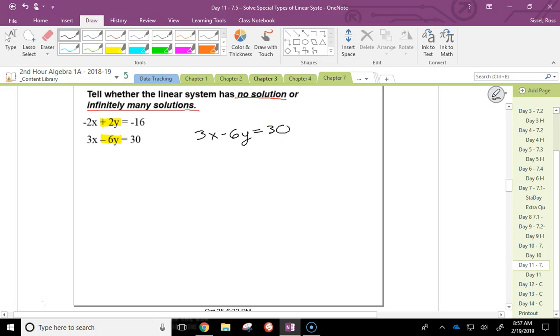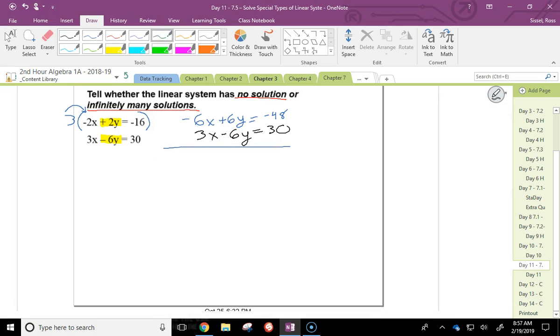However, this one is going to have to change. So I'm going to times this whole equation by what? 3. Because 2 has to get to 6, we times by 3. 3 times negative 2x is negative 6x. 3 times 2y is 6y. 3 times negative 16, negative 48. Oh, you guys are right. I did it times 2. I was like, ooh, you're way off.